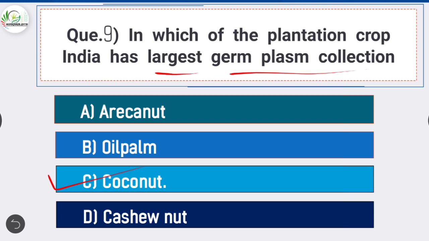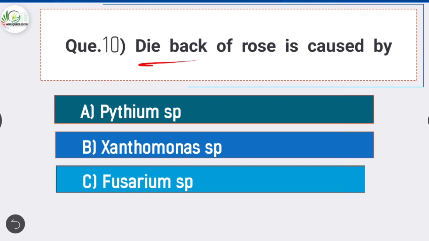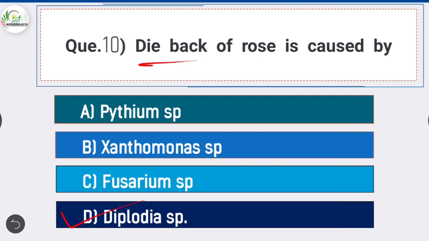Question number 10. Dieback of rose is caused by? Answer is option D, Diplodia species. Dieback of rose is caused by Diplodia species.